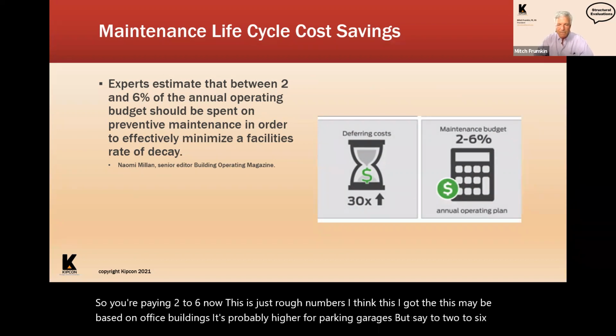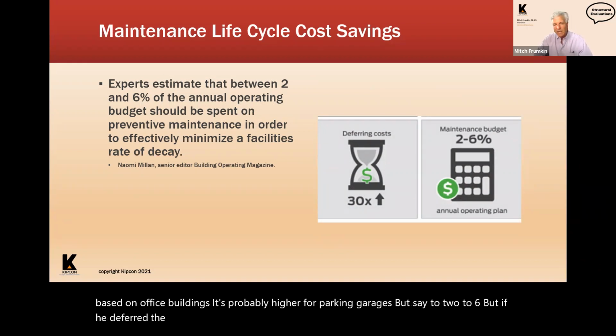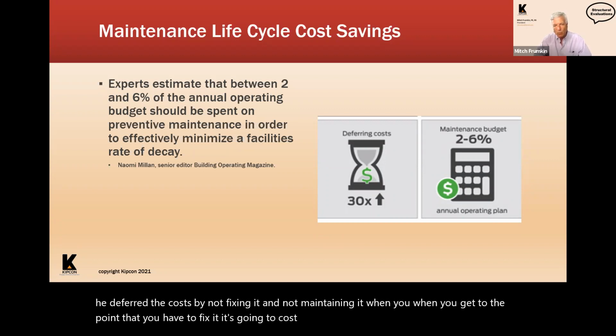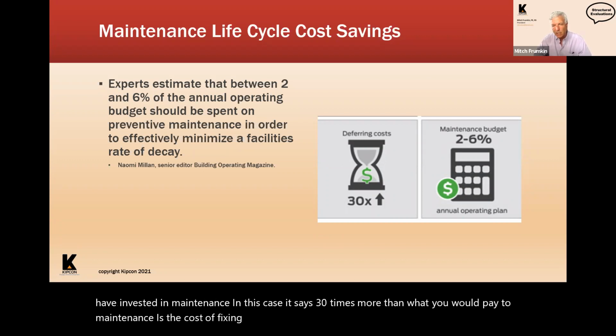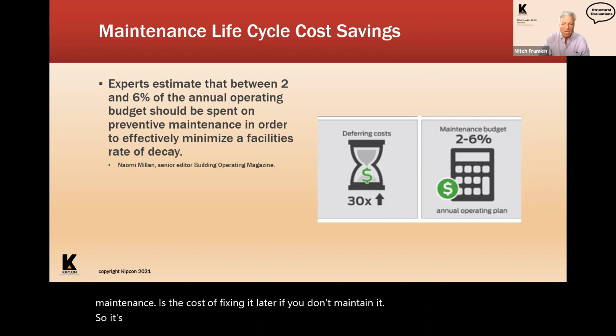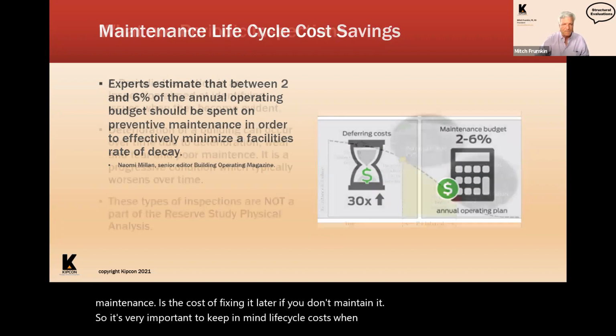But if you defer the costs by not fixing it and not maintaining it, when you get to the point that you have to fix it, it's going to cost you significantly more than what you would have invested in maintenance. In this case, it says 30 times more than what you would pay for maintenance is the cost of fixing it later if you don't maintain it. So it's very important to keep in mind life cycle costs when you're talking about buildings.